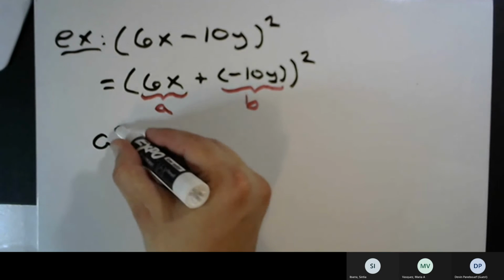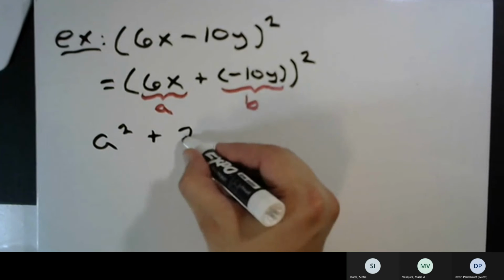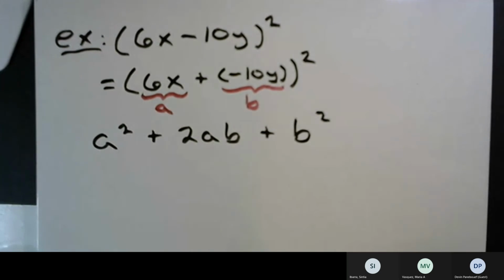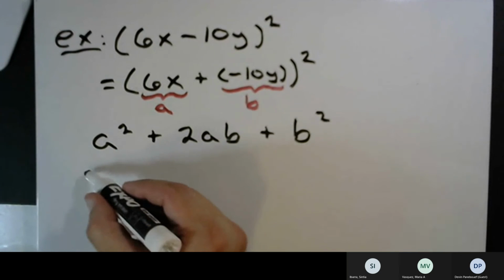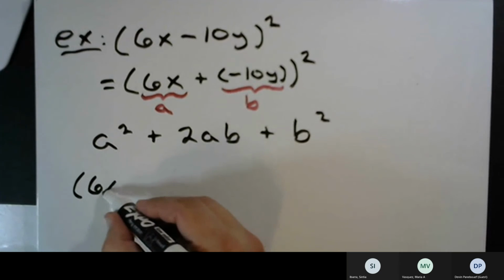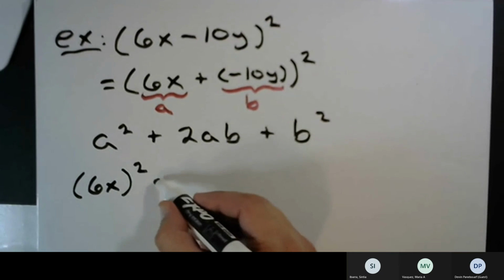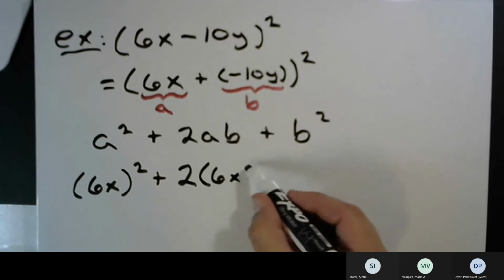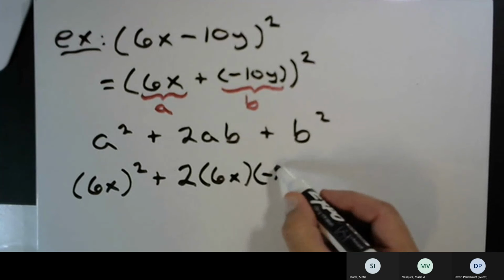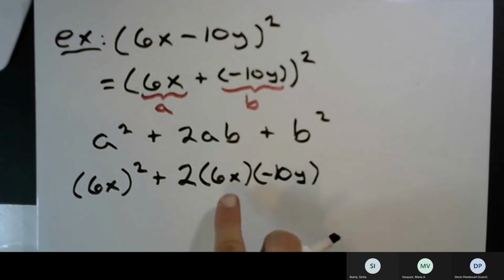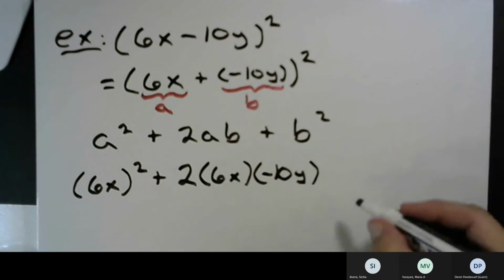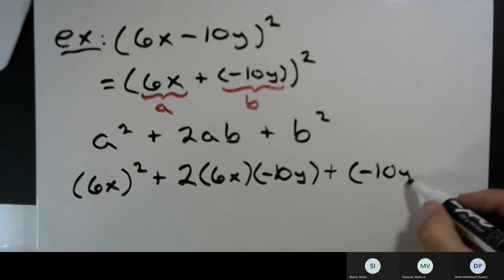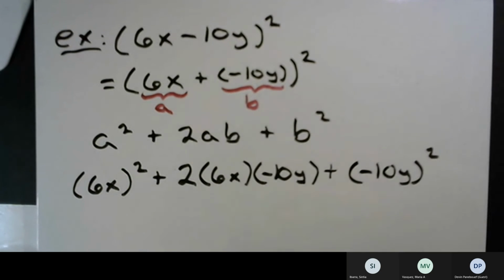So we have a squared plus 2ab plus b squared, or 6x squared plus 6x times minus 10y. There's our A, there's our B, plus minus 10y squared.